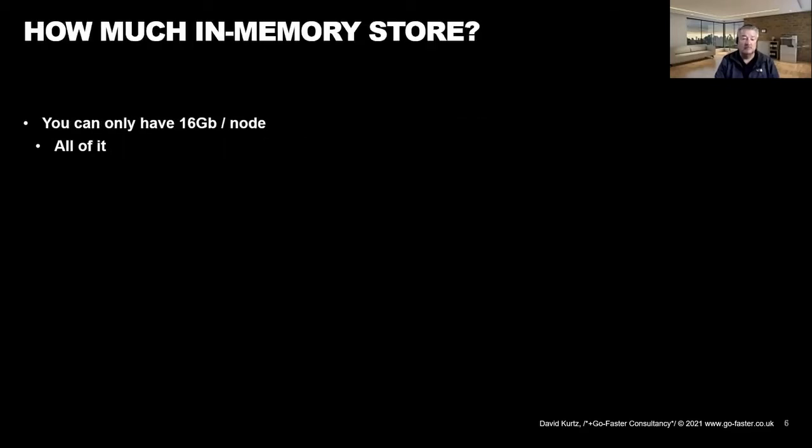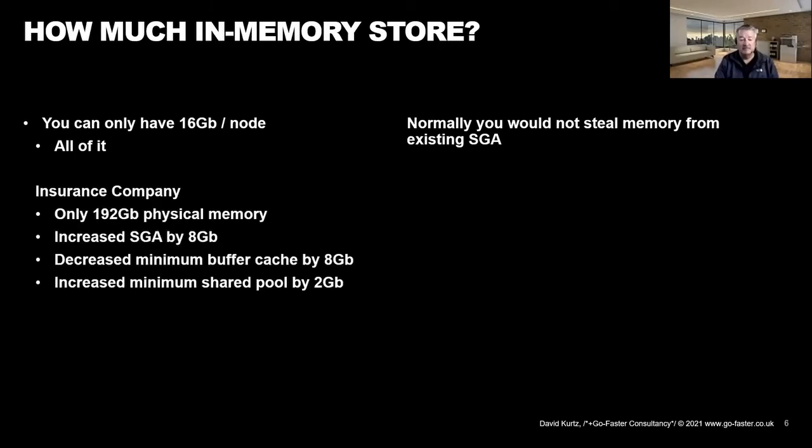You can only have 16 gig in your base level. How much are you going to allocate? Let's be honest, you're going to allocate all of it. There's just no argument. There's no point allocating less than 16 gigs. You would not, as Andy said, steal memory from the SGA. And if you do, you're going to have to be quite careful. We got away with stealing 8 gig of buffer cache, but your mileage may vary. We had to decrease the minimum value on the buffer cache by 8 gig to release it. We also upped the shared pool by 2 gig. That's probably more to do with the 12 to 19 upgrade. It probably doesn't have a lot to do with memory.